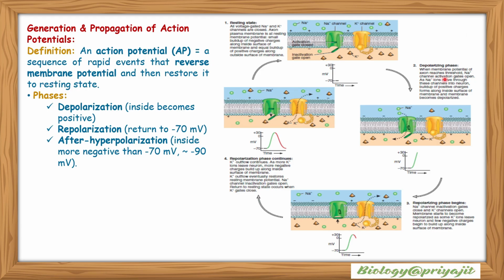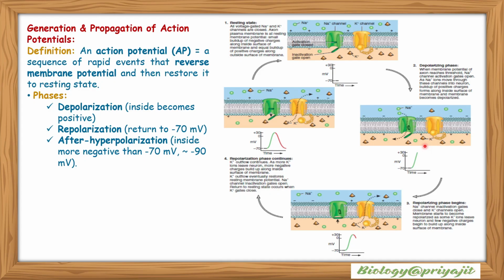The second phase is the depolarizing phase. When the membrane potential of the axon reaches the threshold, Na+ channels activate and open. As Na+ ions move through these channels into the neuron, a buildup of positive charges forms along the inside surface of the membrane, and the membrane becomes depolarized. Third, the repolarizing phase begins. Na+ channels inactivate and close, and K+ channels open. The membrane starts to become repolarized as some K+ ions leave the neuron and a few negative charges begin to build up along the inside surface of the membrane.